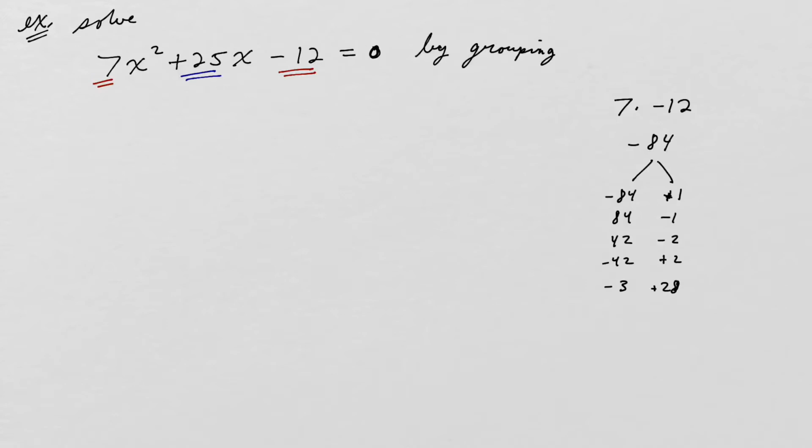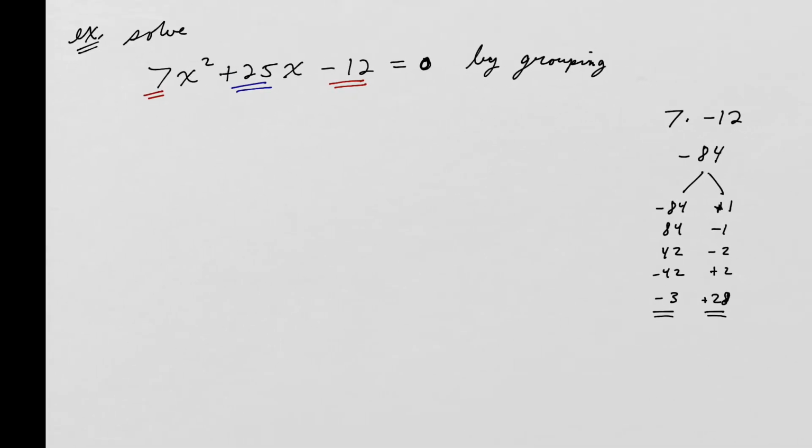Okay? So what you do now is you rewrite that middle term in terms of these two factors that you found. So I rewrite the positive 25x in terms of those two factors. So this would now be 7x squared. It doesn't matter what order I write these in, by the way. I'll do it this way: plus 28x minus 3x, right? So 28x minus 3x is 25x. I'm just rewriting it in a different way. Minus 12 equals 0. Now here's where we factor by grouping.